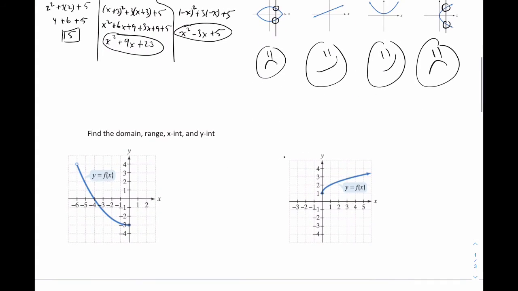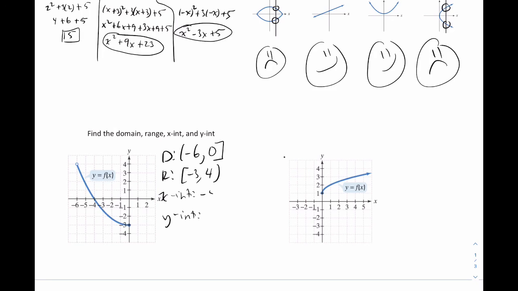Here's our last example. Find the domain, range, x-intercept and y-intercept. So remember, domain is possible x values. So look left to right. I can see my furthest x value is -6, but I can't include it because it's an open circle. The furthest x value is 0, and it is included, so I'll put a bracket. For range, we look up and down. So look, the y value down here is -3, inclusive, and it goes to 4, and we don't include 4.